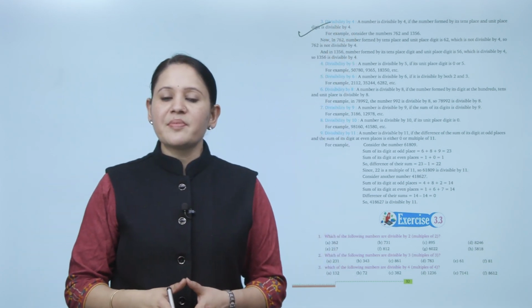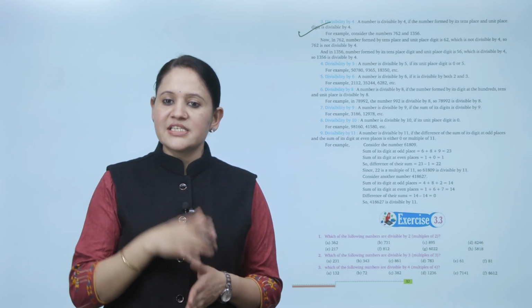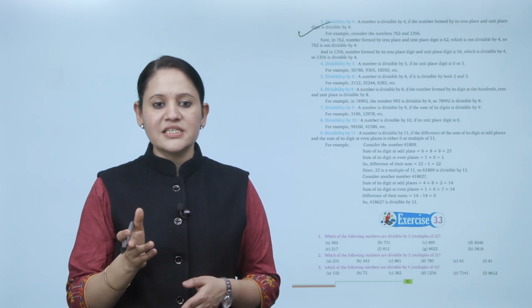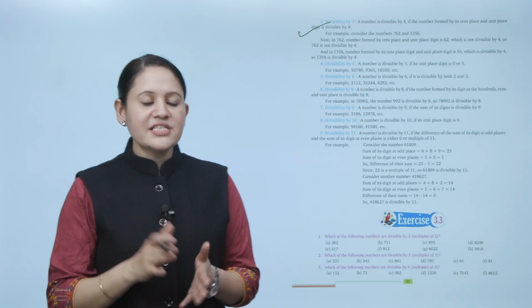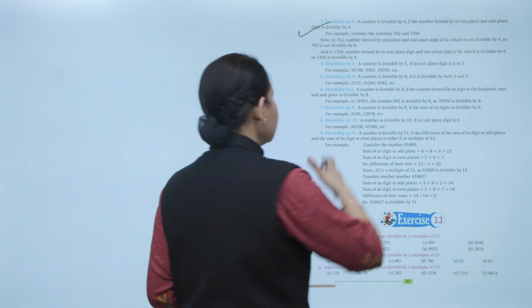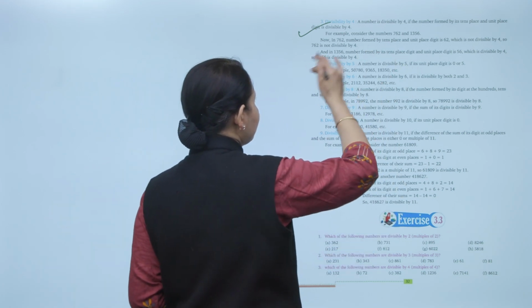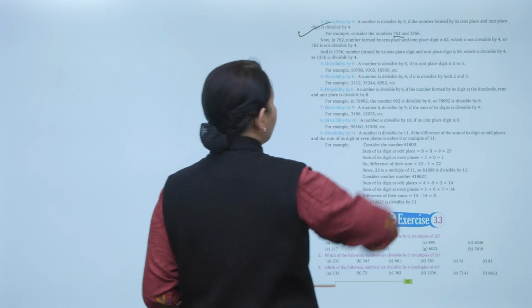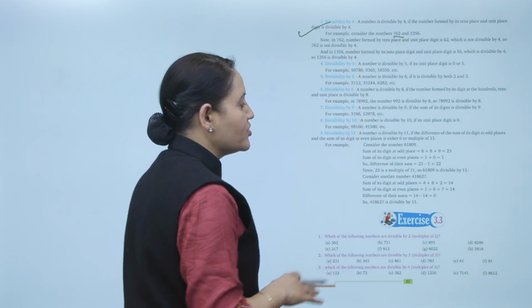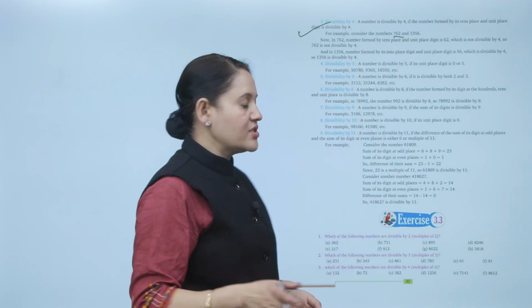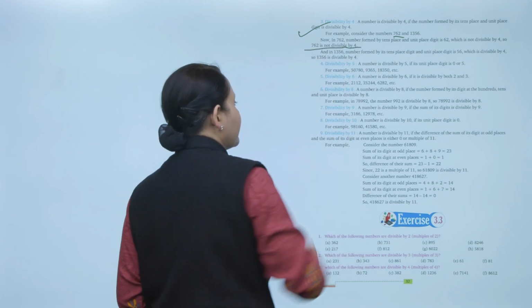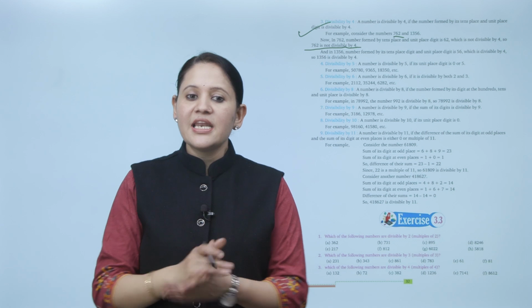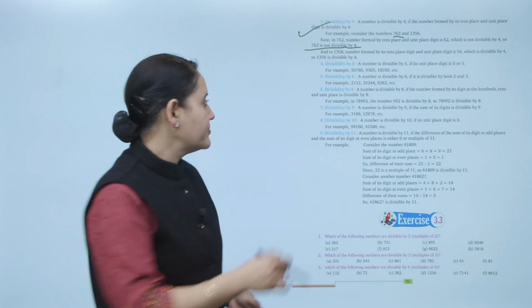A number is divisible by 4 if the number formed by its tens place and the unit place digit is divisible by 4. For example, consider the number 762. So the digits at unit place and tens place, that is 62. Now we'll check if 62 is divisible by 4 or not. No, 62 is not divisible by 4. So this number is not divisible by 4. Clear? Next is divisibility by 5.